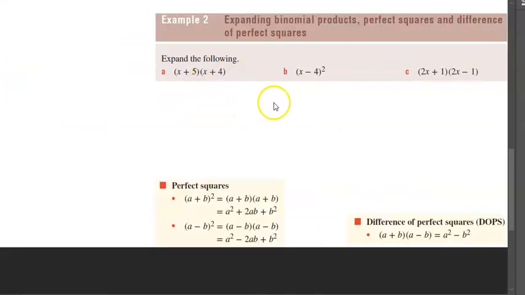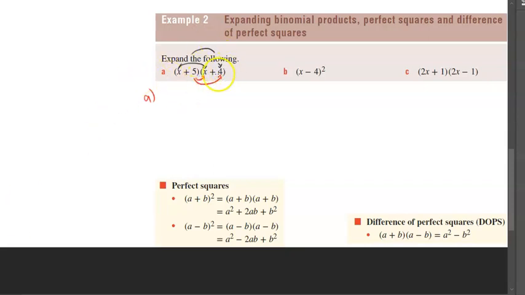Okay, we're going to be expanding binomial products, perfect squares, and difference of perfect squares. And I've put these little two facts here to help us with B and C respectively. For now, let's have a look at A. A doesn't follow any of these formats here because these terms, even though the first term, the x's are the same, the +5 and the +4 are different. So we're just going to expand accordingly, first outside and then inside last. And I'll draw my little arrows over there, just to indicate which order we're doing this in.